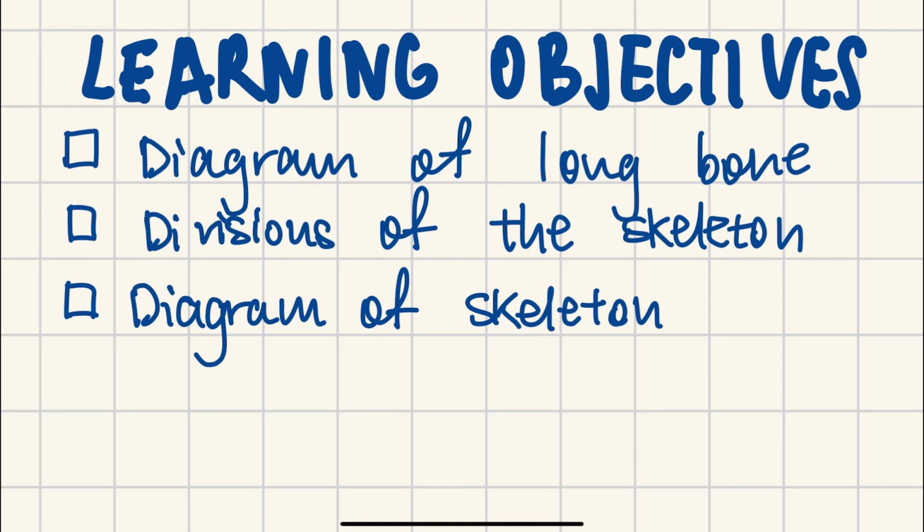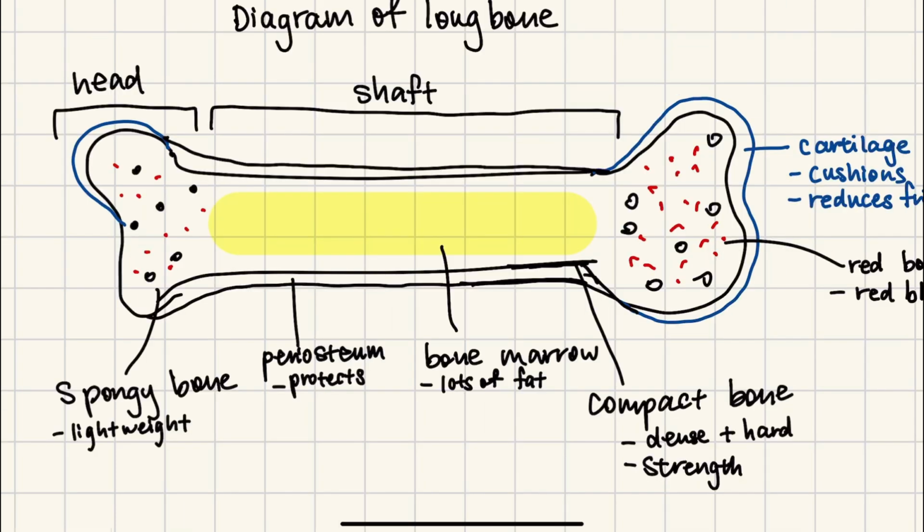Today we'll be learning how to label important diagrams that will be needed for exams and tests. These diagrams include the long bone and the general skeleton. We'll also be mentioning the divisions within a skeleton. Let's begin by discussing the long bone.